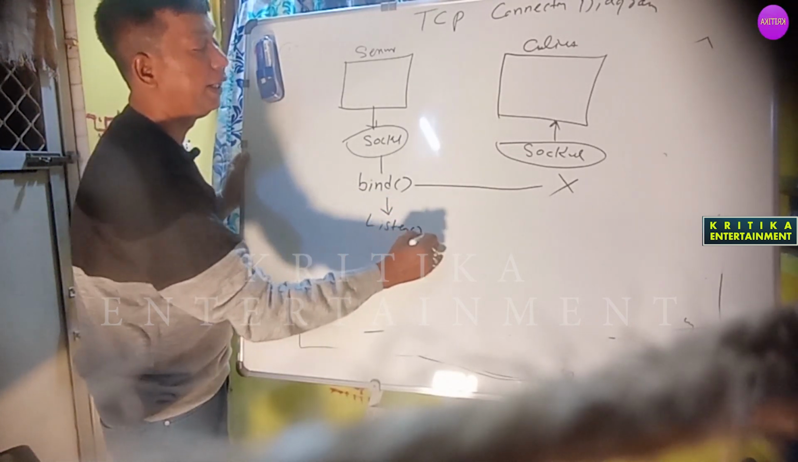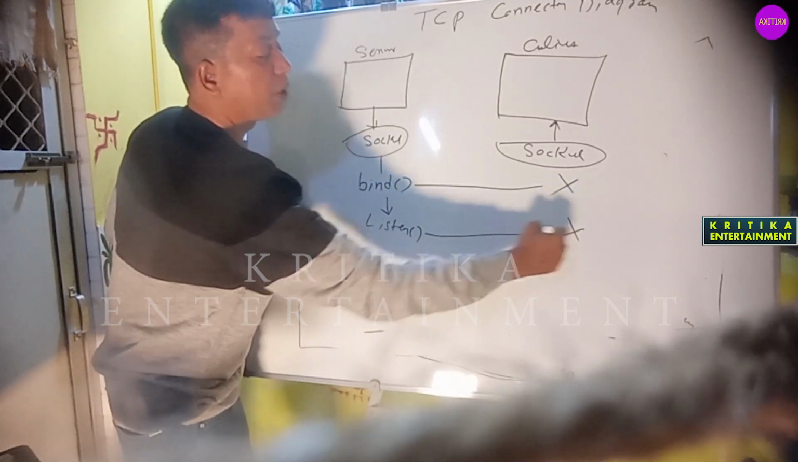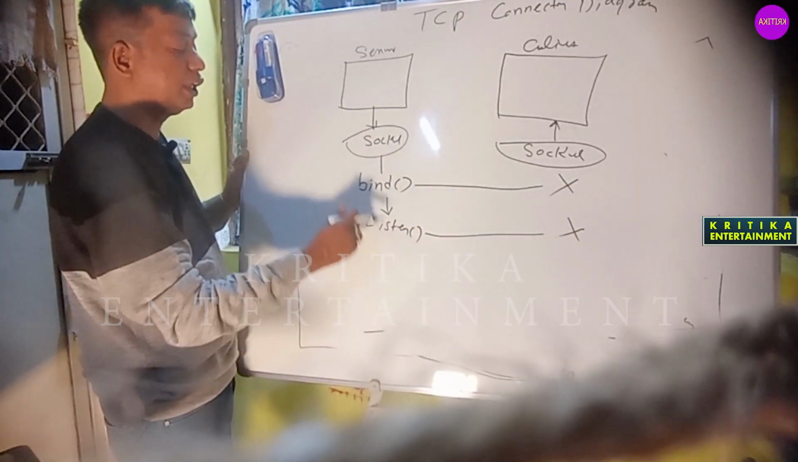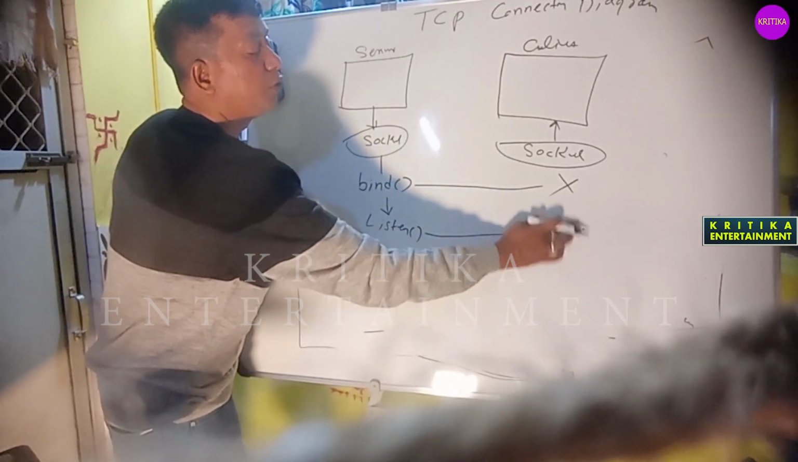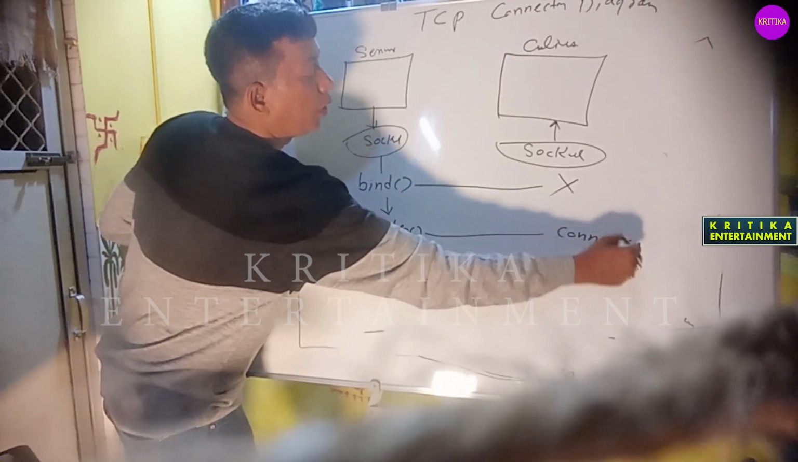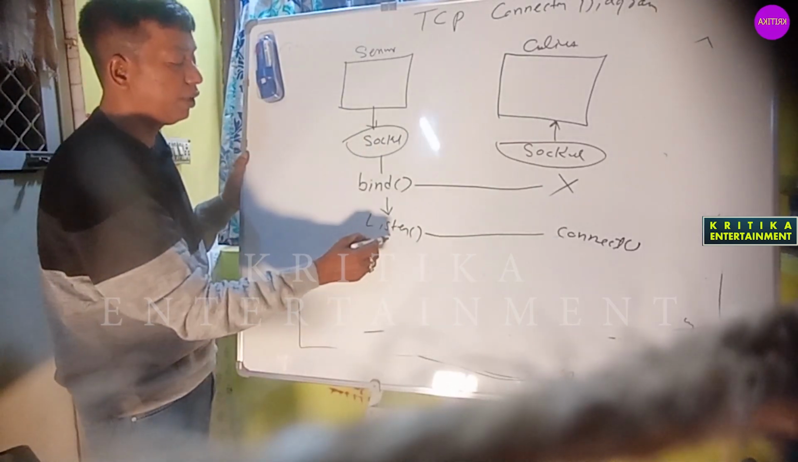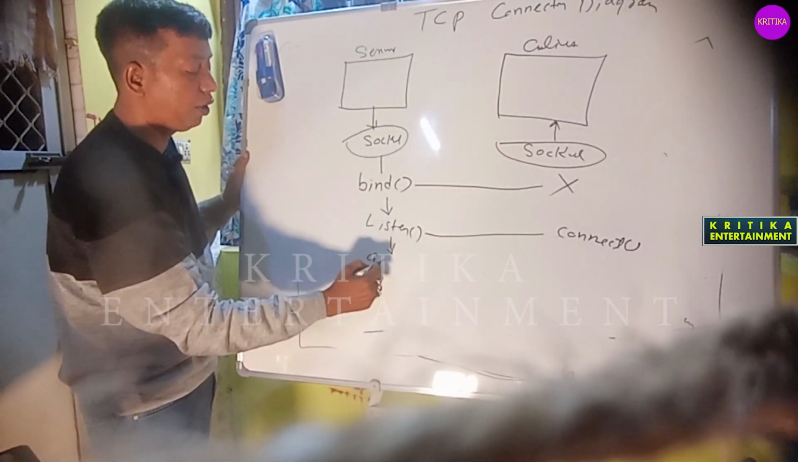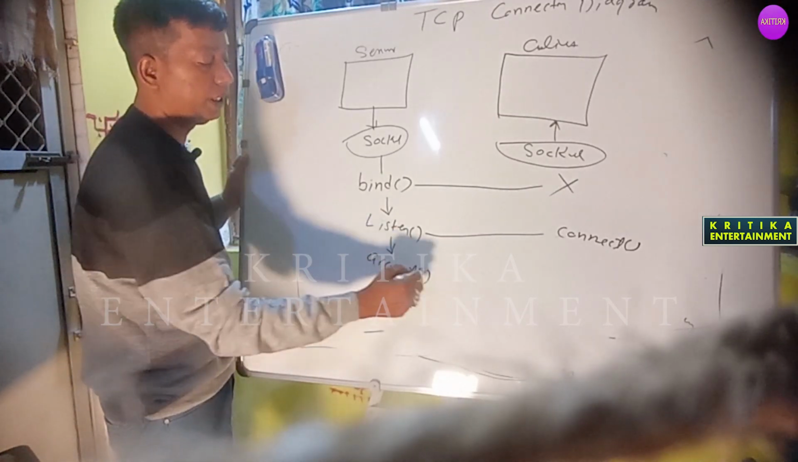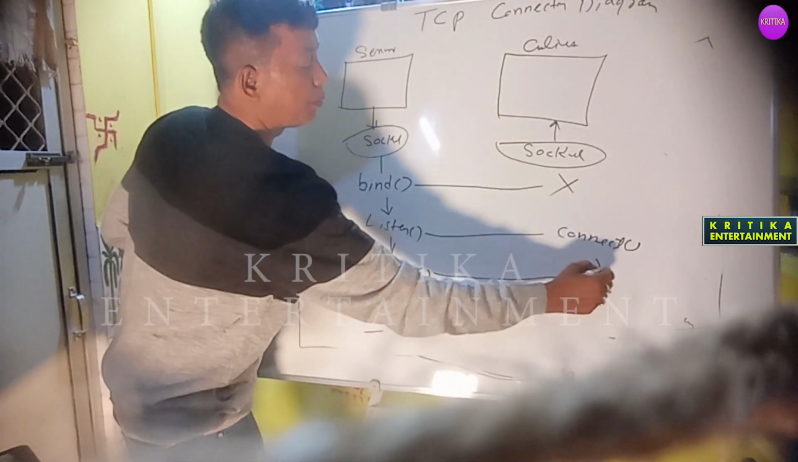Okay, but in client side the listen function is not there. Then third, instead of the listen function, which function does the client use? Now you use the connect function. After listen, the accept function is called in the server side, but here there will not be the accept function.